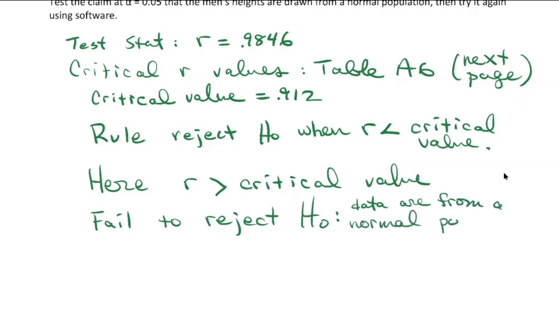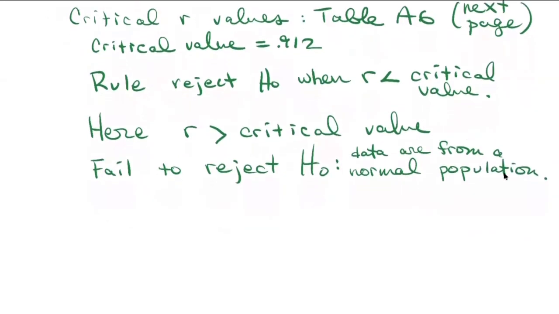That does not prove it. It's just that we failed to disprove it. Okay. So generally, when we summarize this, we will just say something like, it is plausible. Not true. Plausible means we may assume it. Okay. So it is plausible that this sample comes from a normal population.